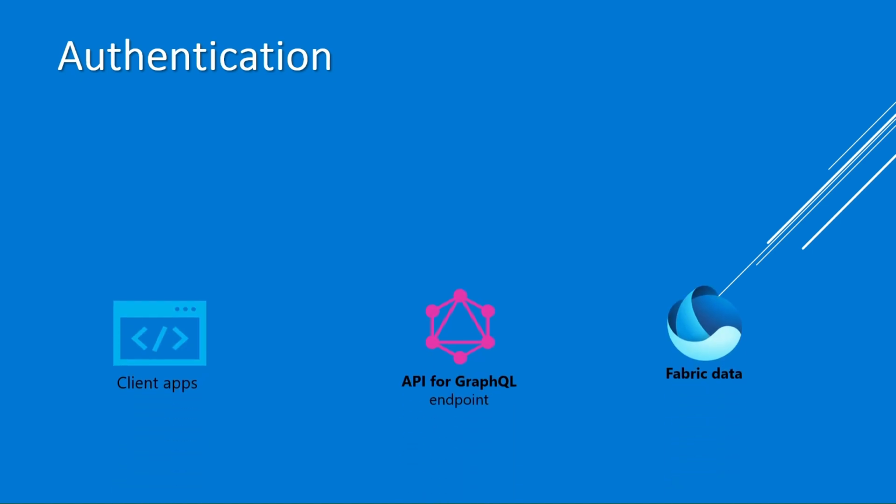and very easy. What about security? How are we actually securing the data and blocking unauthorized access? So here we have client applications. They can be internal applications, external applications, web, mobile, line of business, anything that you need, right? Maybe you're developing a dashboard and you can expose that using GraphQL. You have your API for GraphQL endpoint in Fabric, and you want to expose Fabric data, right?